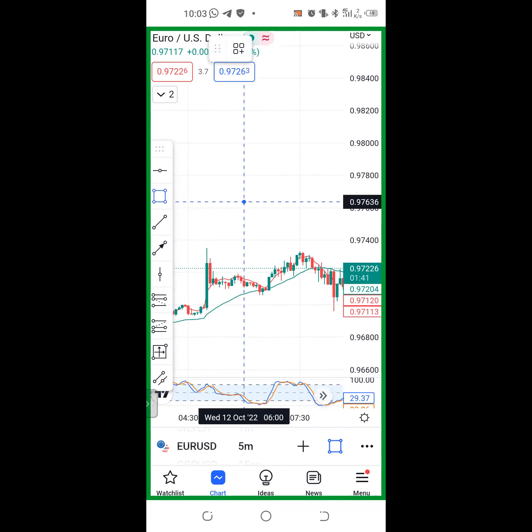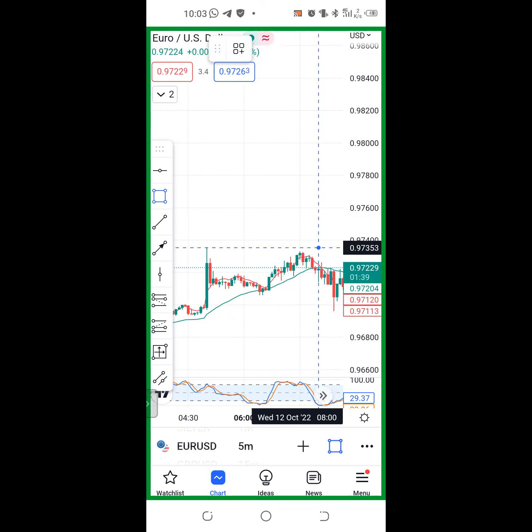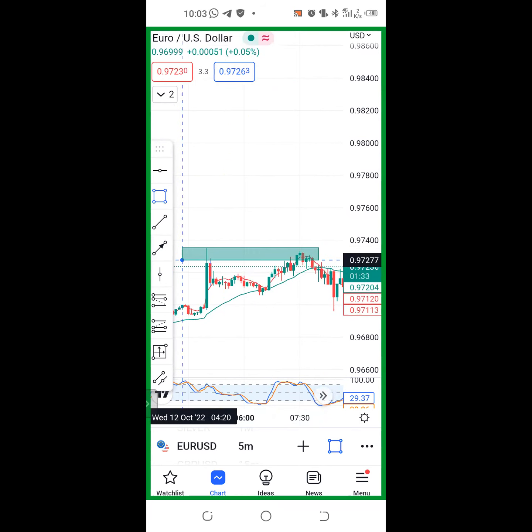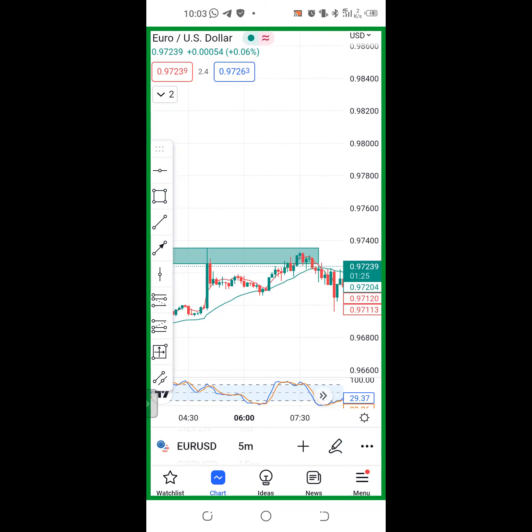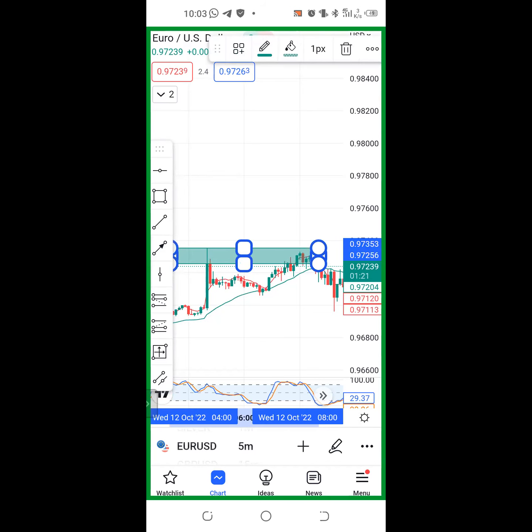First thing, I'll draw my key zone. Where is my key zone? The areas that are being rejected, right? This becomes my key zone. Guys, remember, they said you must draw these close to the current price.